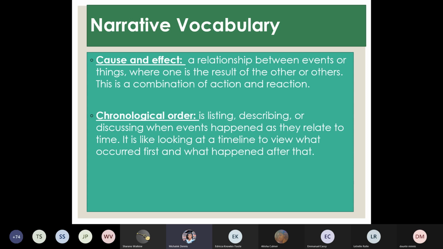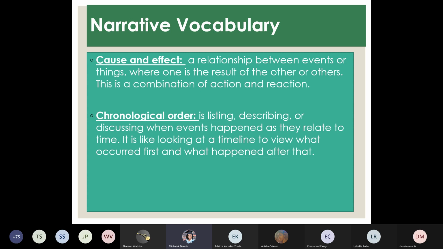A cause is something that produces an event or condition. An effect is what results from an event or condition. Mr. Walken, do you agree with that one? Yes, very good.